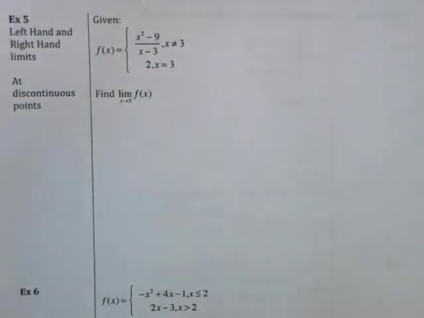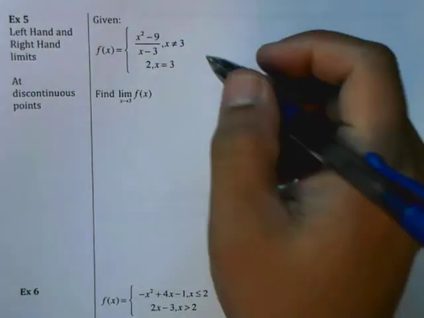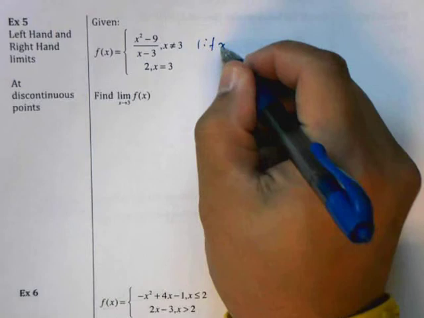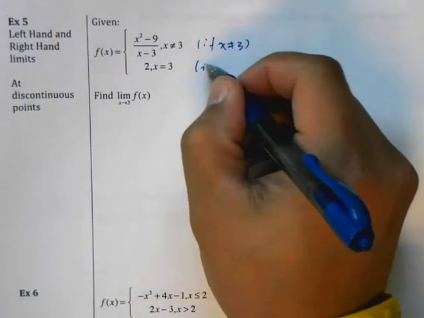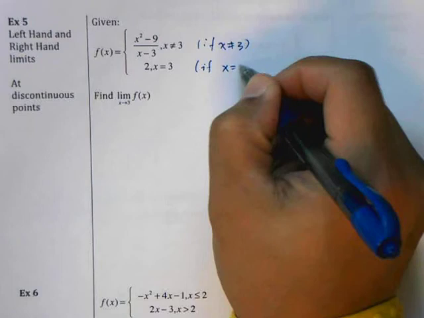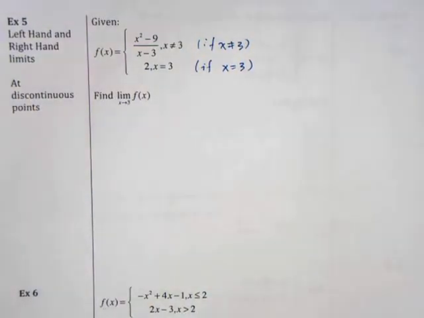And so I have a function here, f of x equals (x squared minus 9) divided by (x minus 3). And this only applies, this is just another way of saying, if x is not equal to 3. And if x is equal to 3, then f of x equals 2. Okay? So let's do a little bit of background work here.